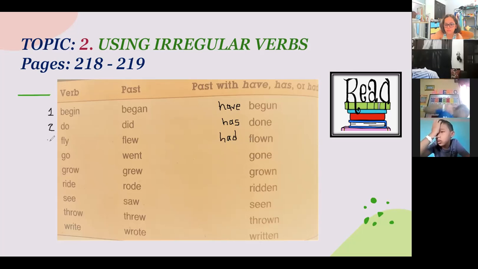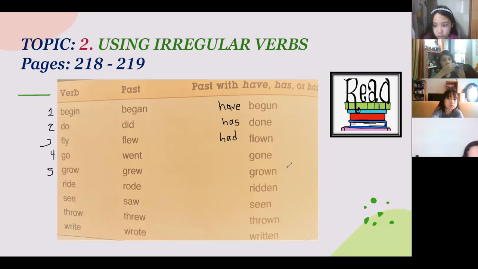We have the verb number 4. It's go. What is the past tense of go? Went. It means that something happened in the past. And with has, have or had, we say gone. So we have go, went, and gone. Verb number 5 says grow, grew. It's in past, grew. Look at the spelling of this word, it's with the letters E-W. And the past participle is grown. We say grown.